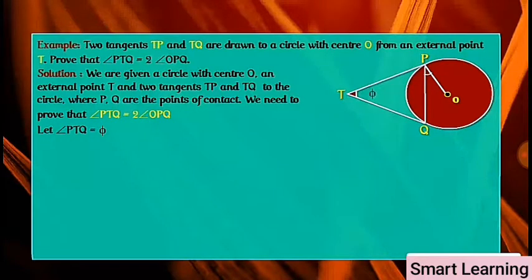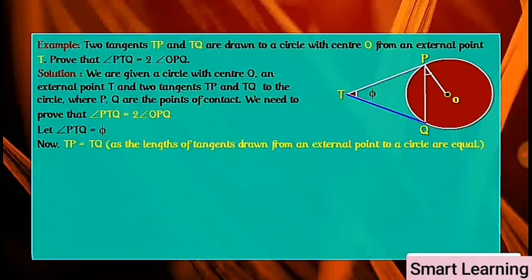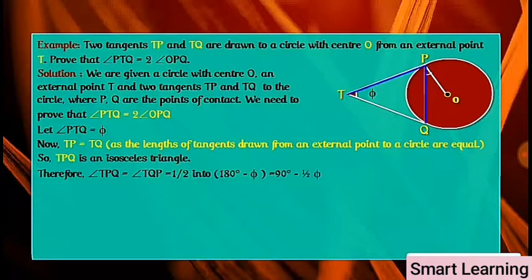Let angle PTQ be equal to phi. Now, TP is equal to TQ as the lengths of tangents drawn from an external point to a circle are equal. So TPQ is an isosceles triangle. Therefore, angle TPQ is equal to angle TQP, which is equal to half into (180 degrees minus phi), which is equal to 90 degrees minus half phi.